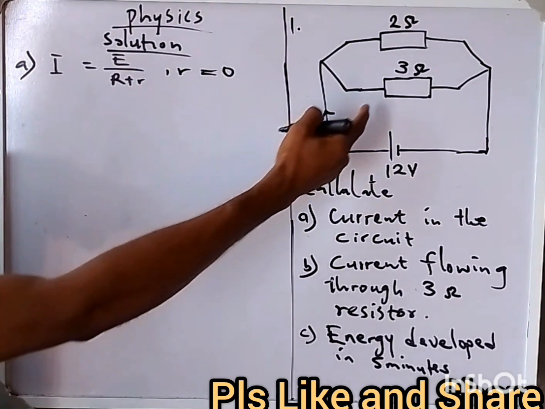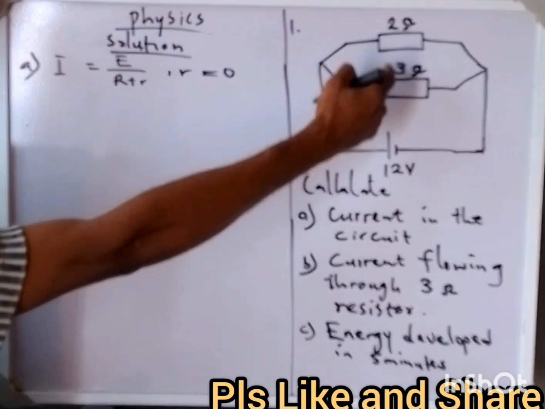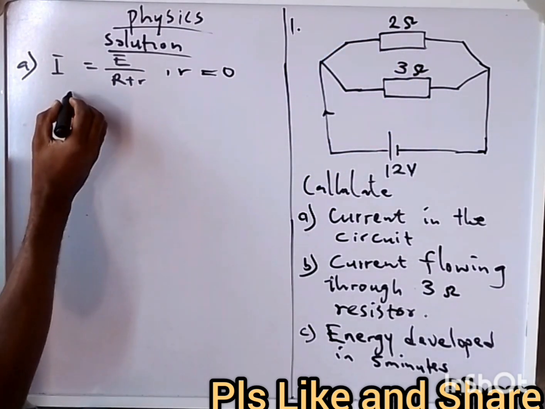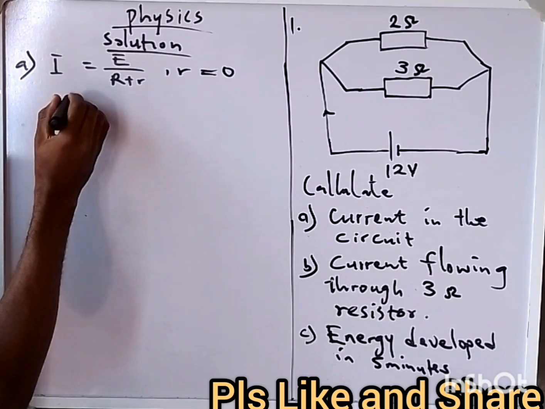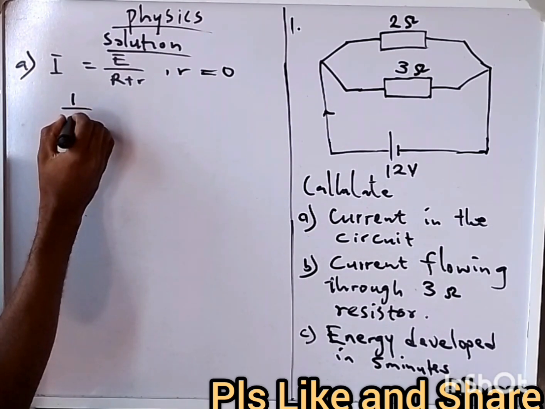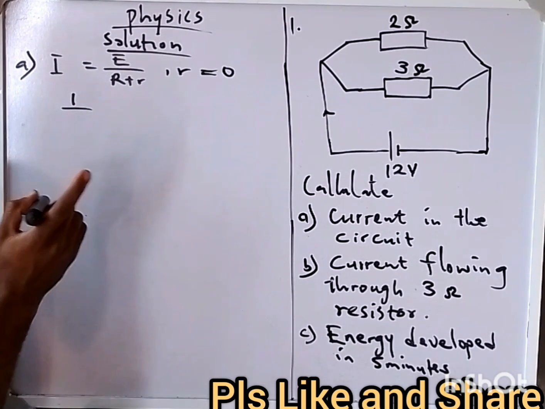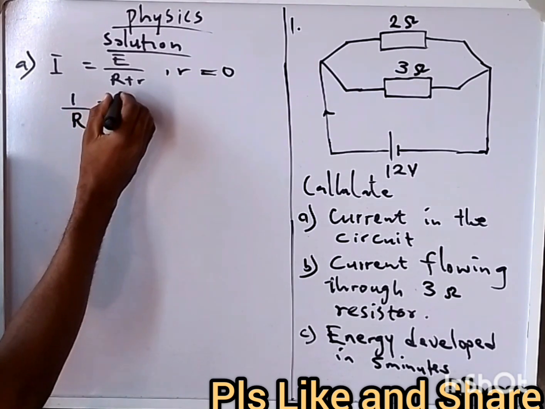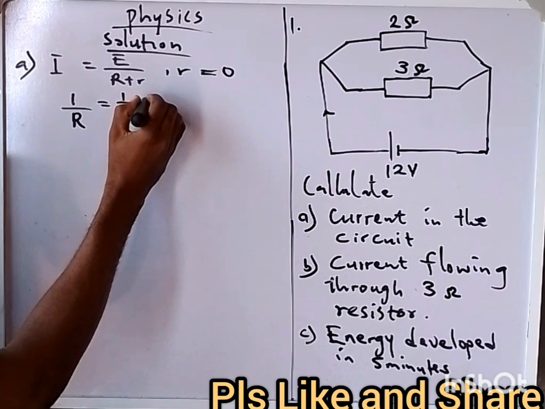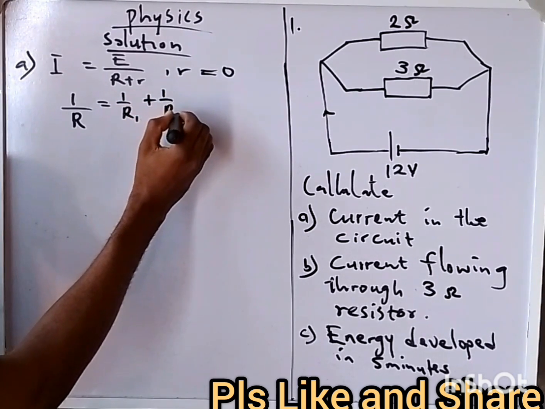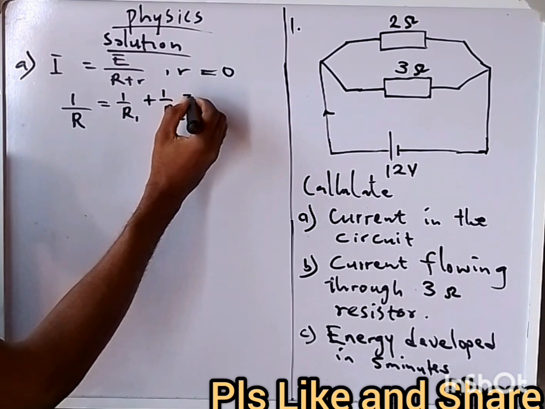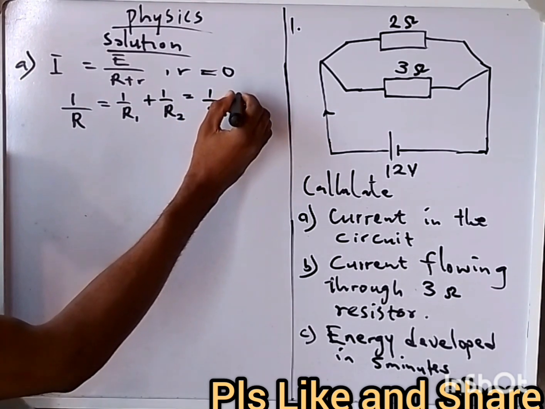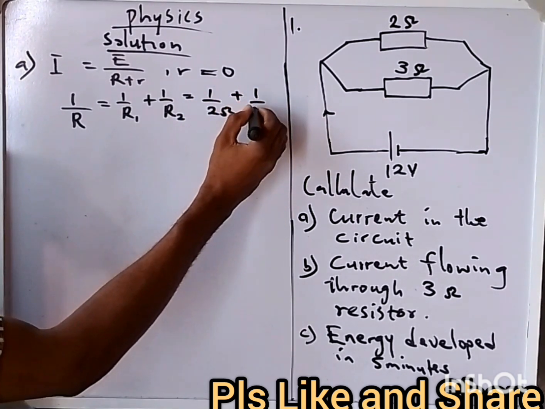Then our big R is the resultant resistance of these two resistors, so we are going to calculate that. Remember that the two resistors are in parallel. So we use the formula 1 over R is equal to 1 over R1 plus 1 over R2, which is equal to 1 over 2 ohms plus 1 over 3 ohms.